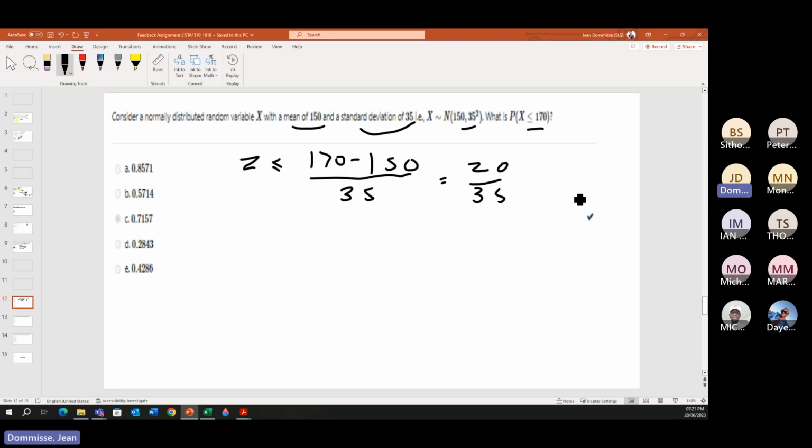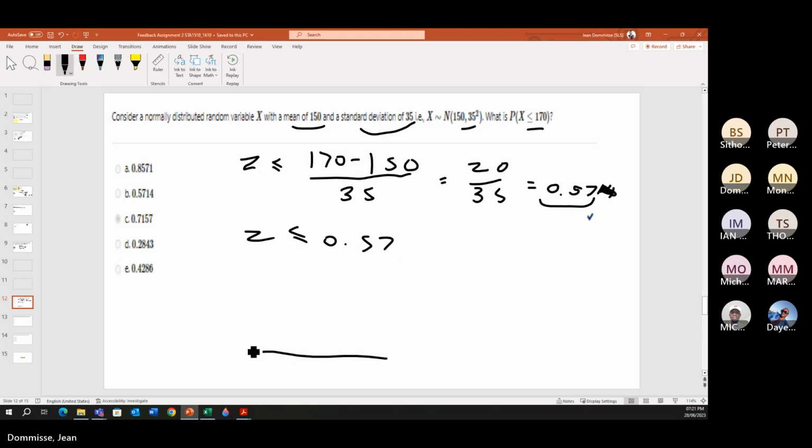20 divided by 35 is equal to 0.57. So if you work it out with a calculator, it gives you that, but we want to round it off to 2 decimals because our Z table only works with 2. So that's why we work with 0.57. So Z smaller than or equal to 0.57.